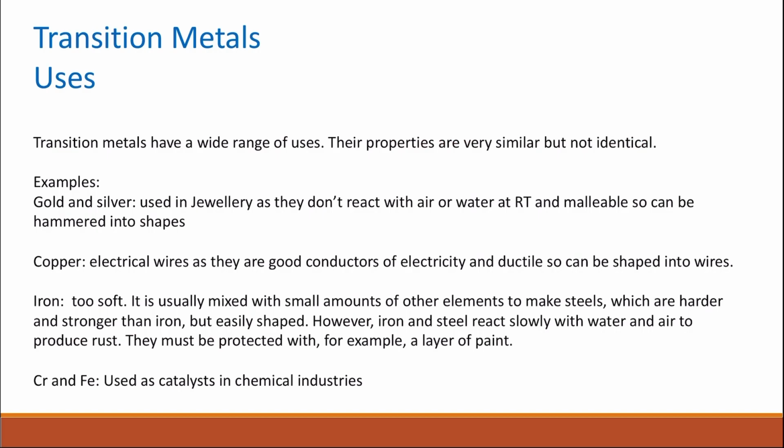Their properties are similar, but they are not identical. So it's important to choose the right transition metal for the required purpose. For example, gold and silver are used in jewelry. The main reason for that is that they don't react with air and water at room temperature, and they are also malleable, so they can be hammered into shapes.